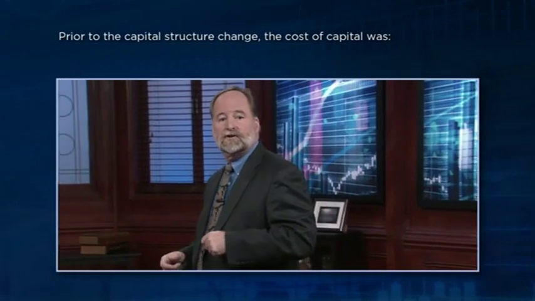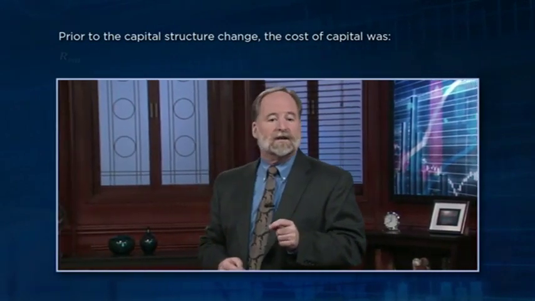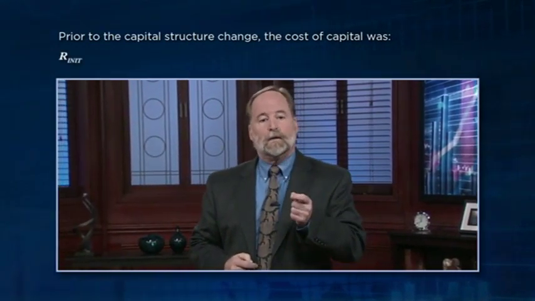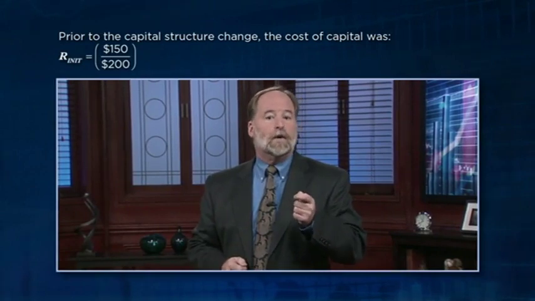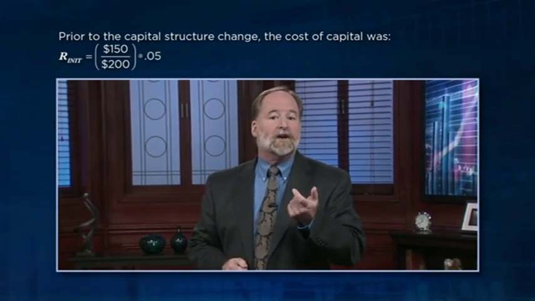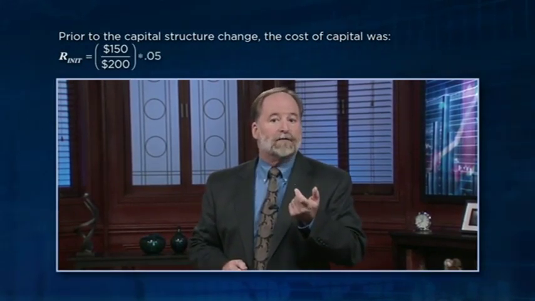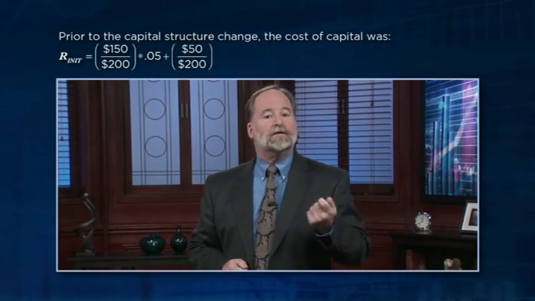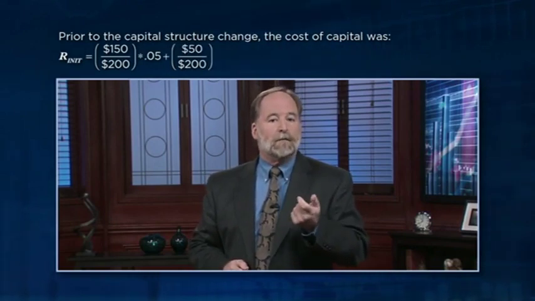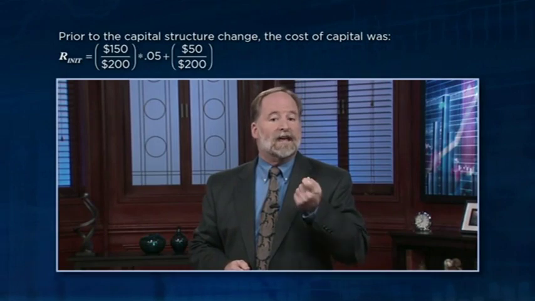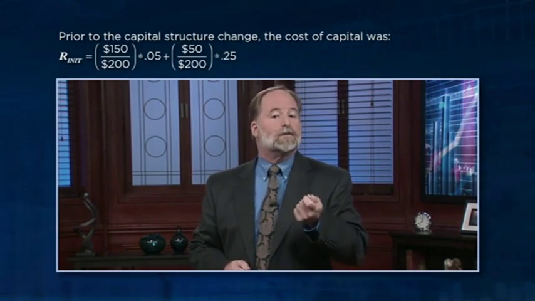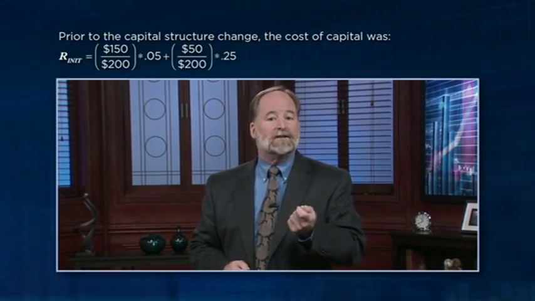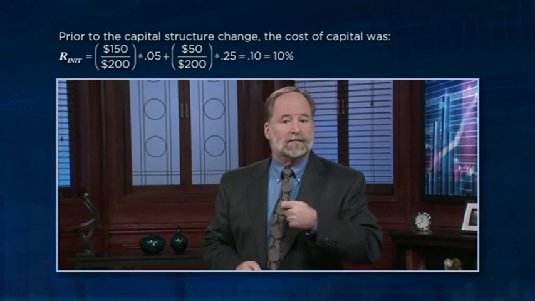Prior to the capital structure change, the cost of capital, let's call it R init, is equal to 150 divided by 200, all multiplied by the cost of the debt, 0.05 for 5%, plus 50 divided by 200, all of that multiplied by the required rate of return on the equity. The initial amount was 25%. You take the weighted average of that, that's 10%.